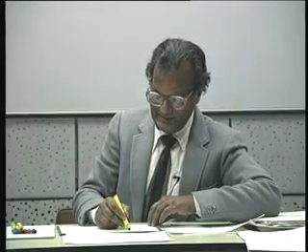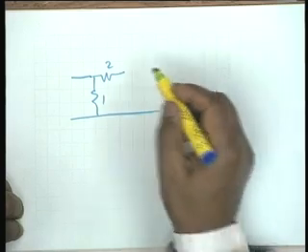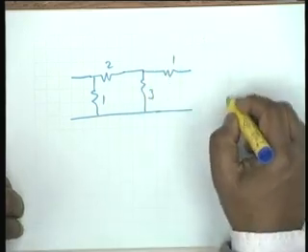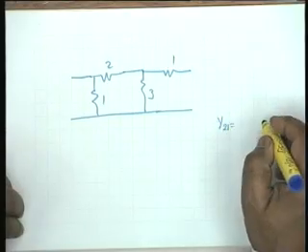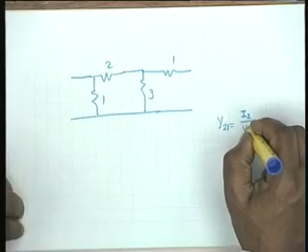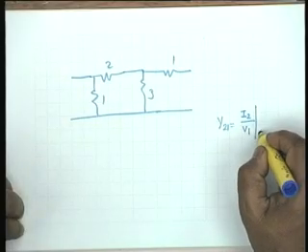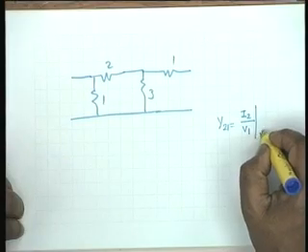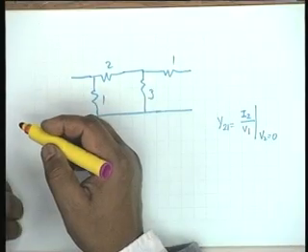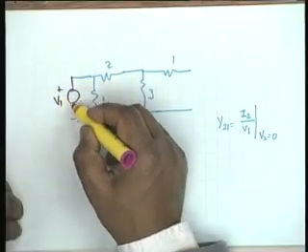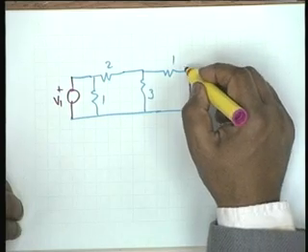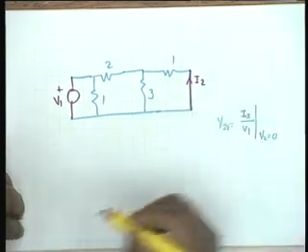Once again my circuit is this: 1, 2, then 3 and 1. Let's calculate y21. y21 by definition is I2 divided by V1 with V2 equal to 0. So I connect a V1 here and V2 equal to 0, so I connect a short circuit here, and this is the current I2.